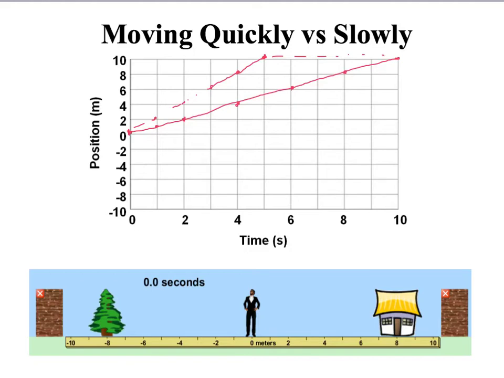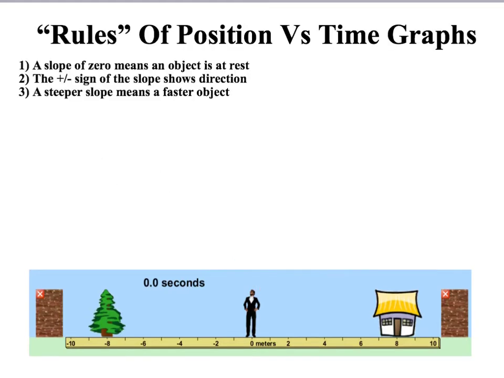So, what do you notice? This was the one when Abe was moving slow, and this was the one when Abe was moving fast. The fast line is steeper than the slow line. Another way of saying that is that the fast line has a greater slope than the slow line. Which brings us to our third rule. On position versus time graphs, a steeper slope or a larger slope means that the object is moving faster.